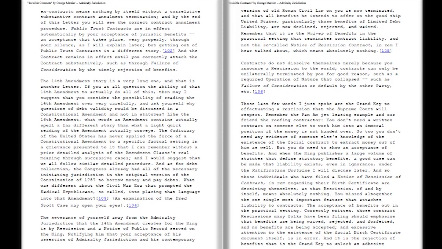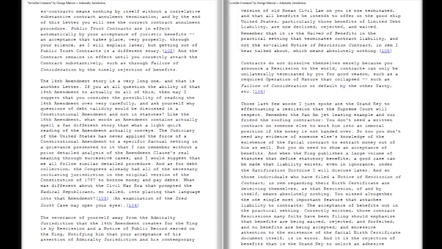Public trust contracts are in effect automatically by your acceptance of juristic benefits, an acceptance that takes place, very properly, through your silence, as I will explain later, but getting out of public trust contracts is a different story. 102. The contract remains in effect until you correctly attack the contract substantively, such as through failure of consideration by the timely rejection of benefits.